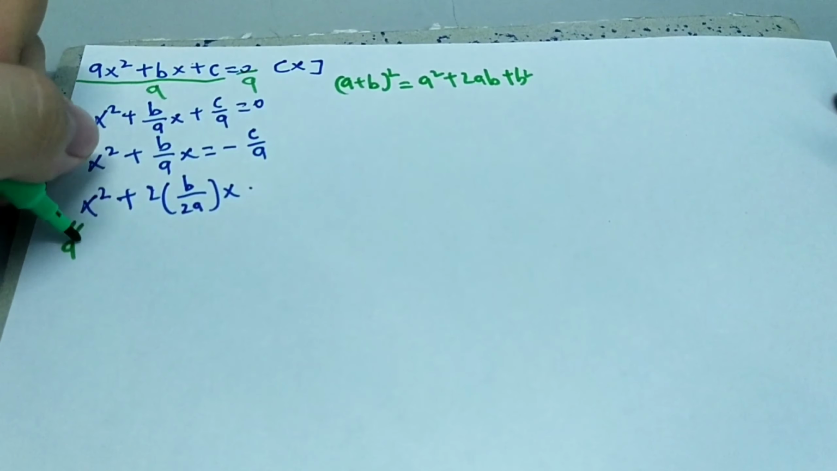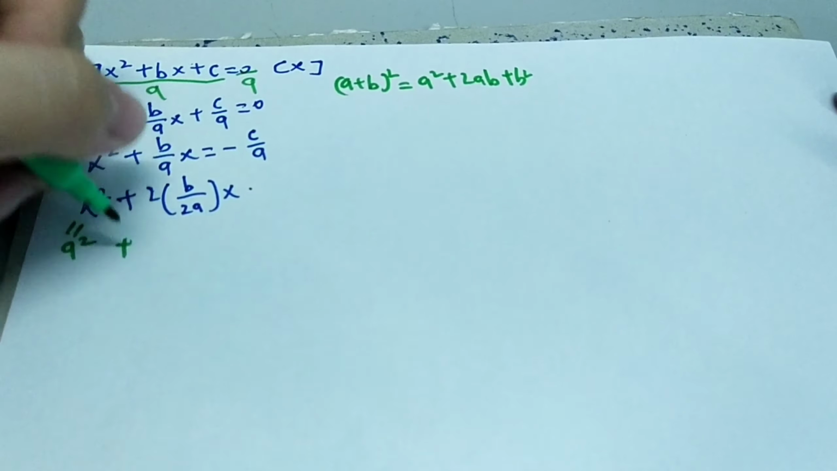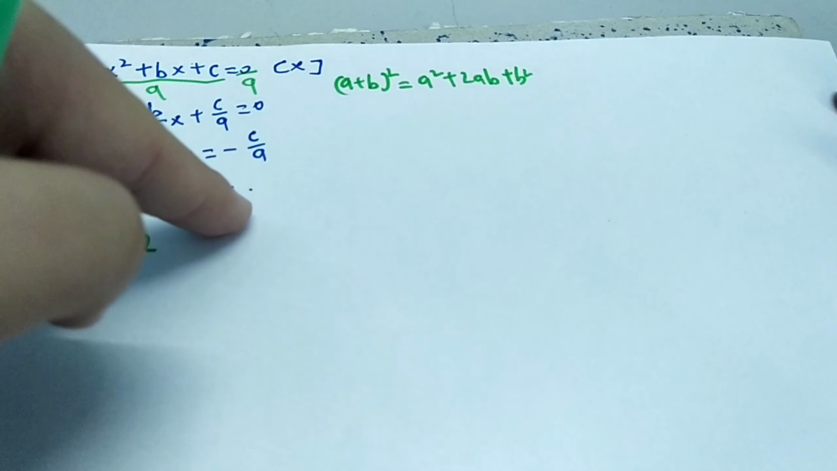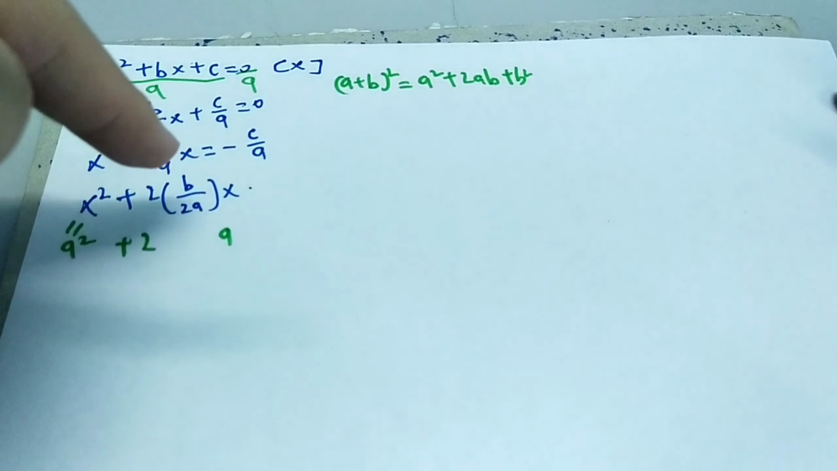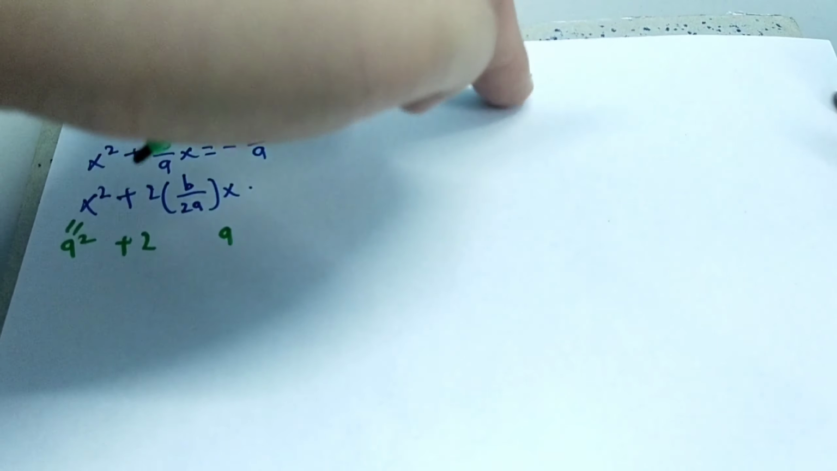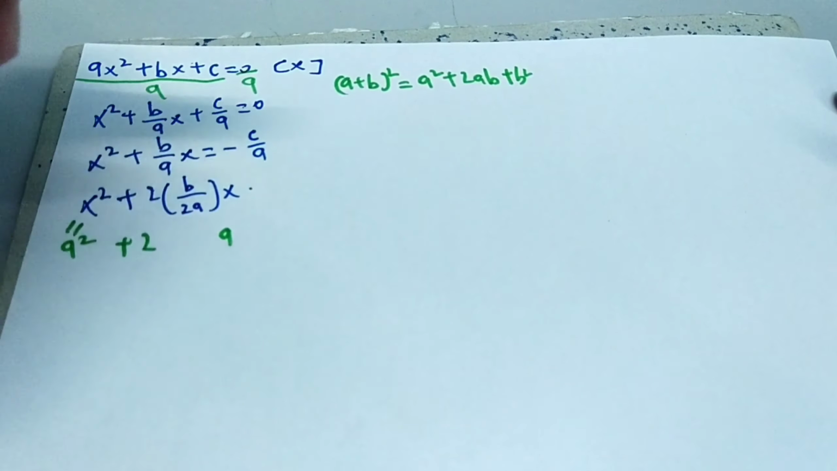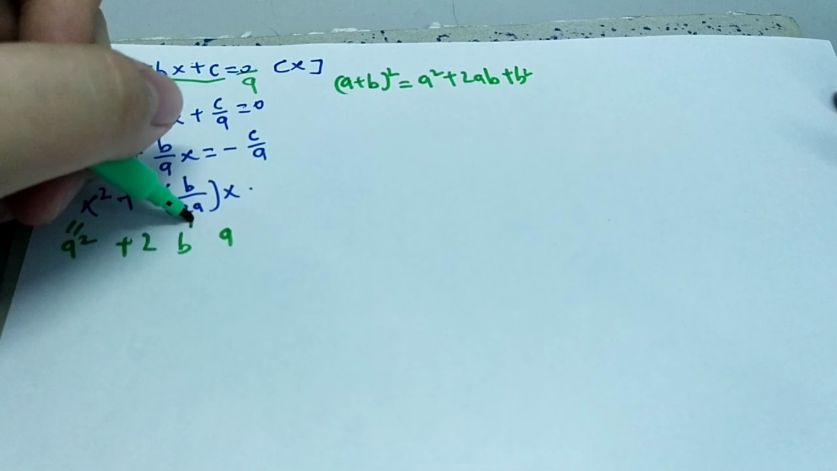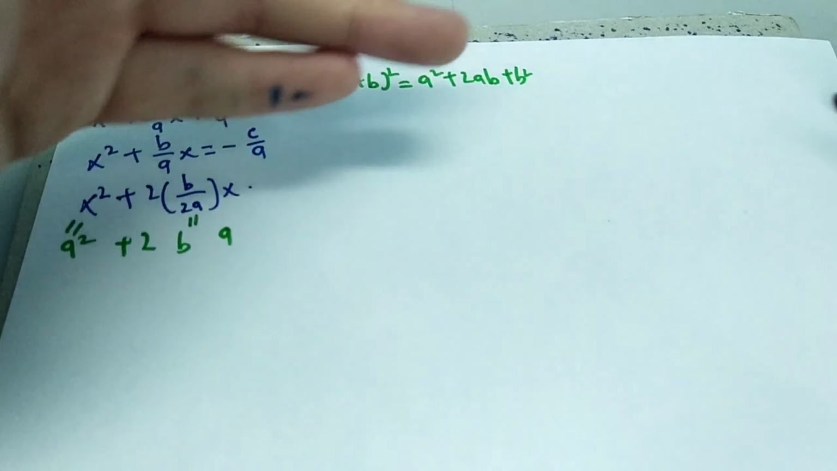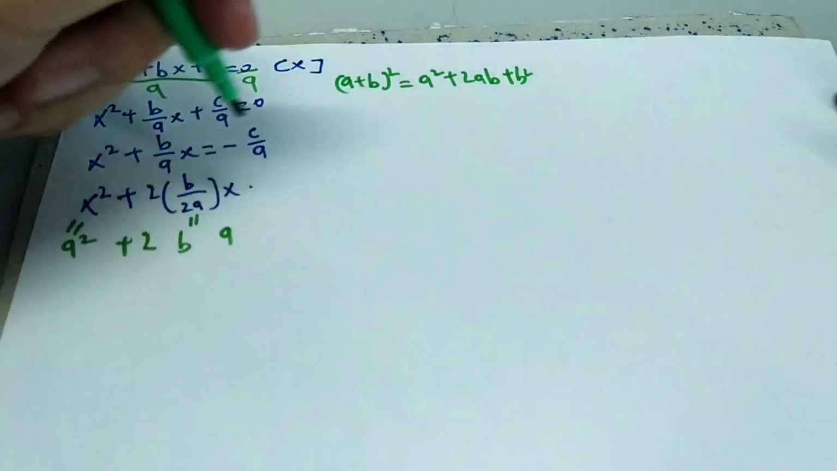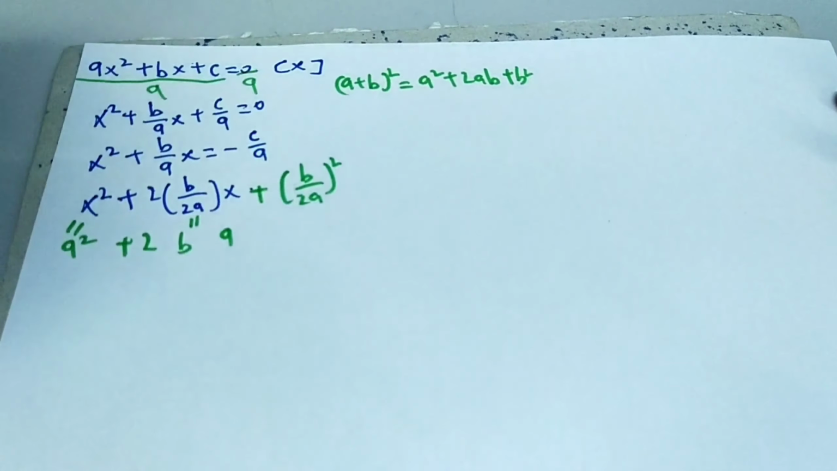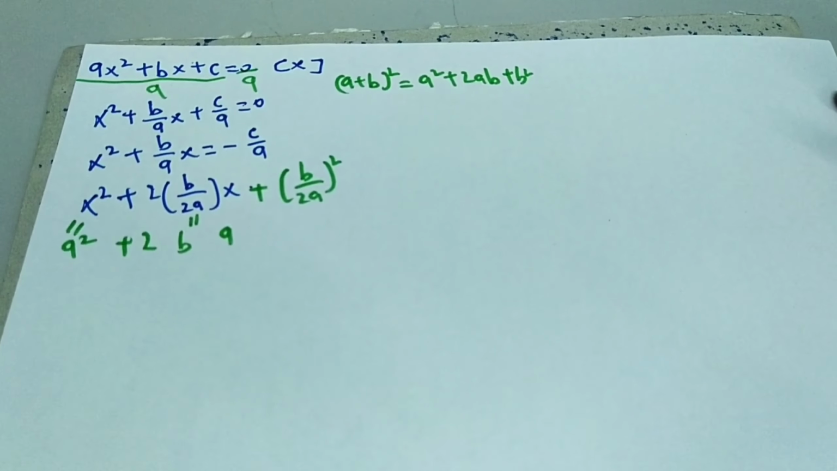So a squared, plus, now 2 I copy down, this is x is a. And then now, because I have a squared plus 2ab plus b squared, in the middle I have the b, so this is the b. So in order to make this thing become a perfect square, I have to add (b over 2a) square. So this is how the completing the square method works.